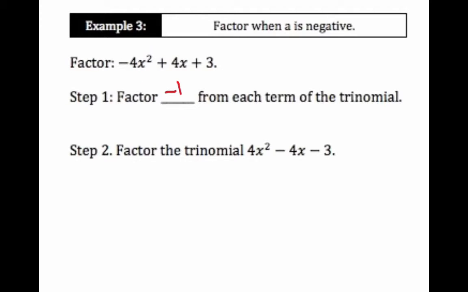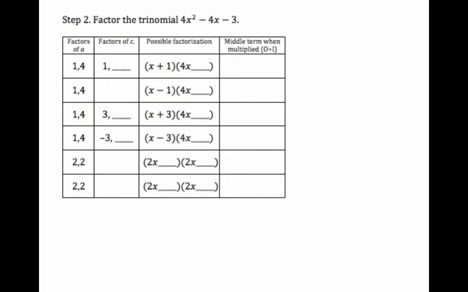I'm going to factor negative 1 from each term. And then that's going to give me negative times 4x squared minus 4x minus 3. And now I'm going to factor that trinomial. So let's get to it. We're going to factor this trinomial, but let's see if we can do it without this whole ugly chart, without that garbage. So I'm going to think it through.